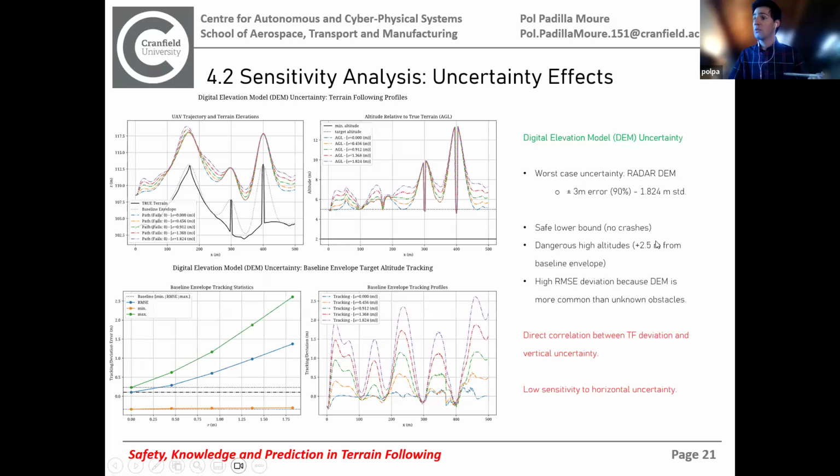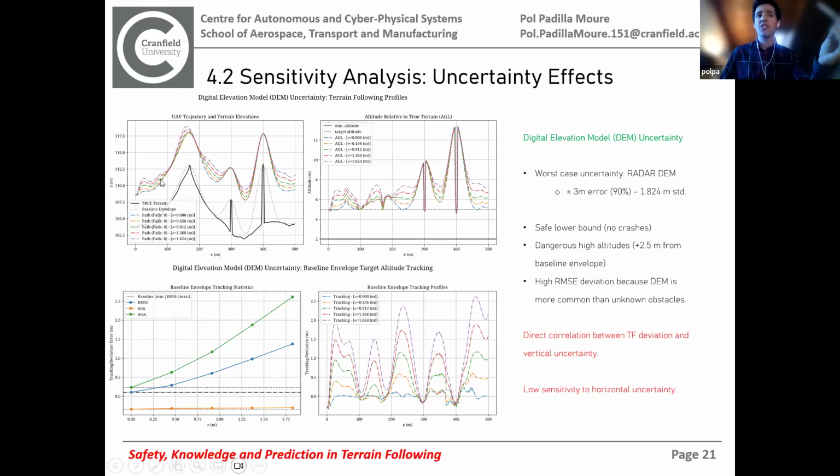In this case, this is the digital elevation model uncertainty. And actually, if we compare the root mean square deviation from the baseline envelope, the deviation of the trajectories, with the growing DEM uncertainty, we can see that it is quite linear. Like for 175 meters of uncertainty, we get almost 1.5 meters of standard deviation on our path tracking. So there's this linear correlation between vertical positioning uncertainties and the performance that we are getting.